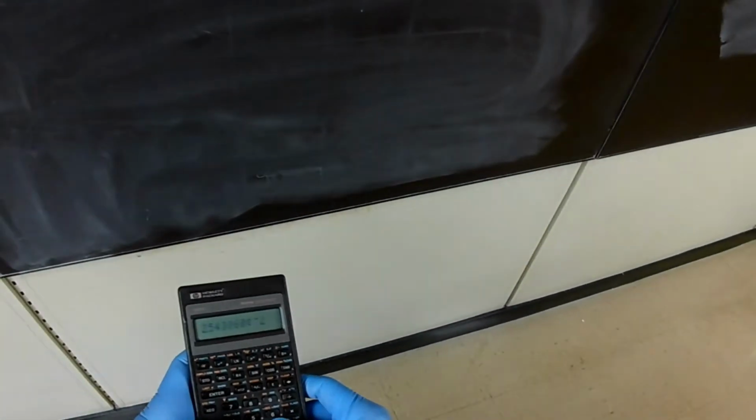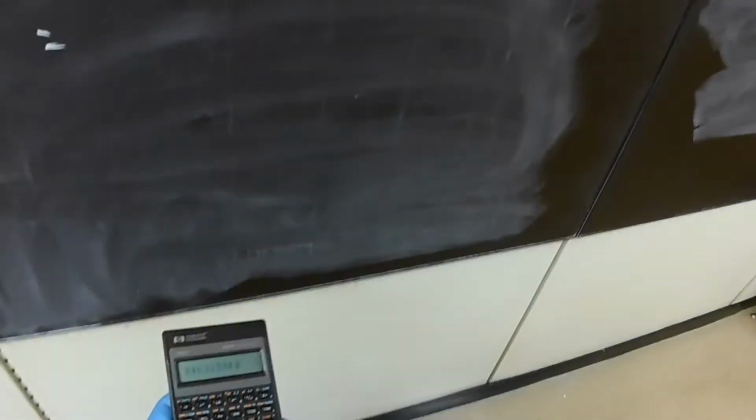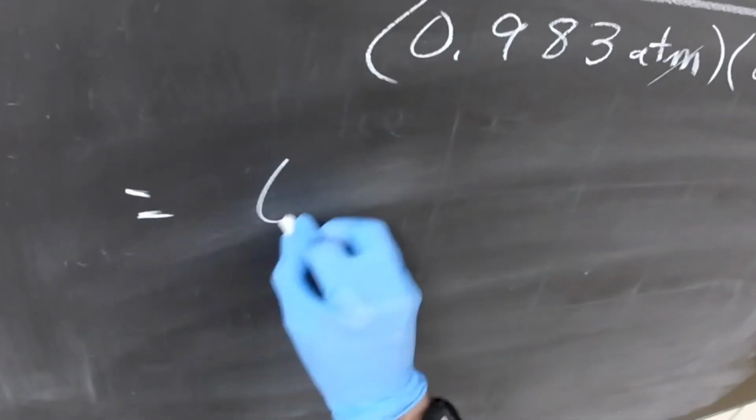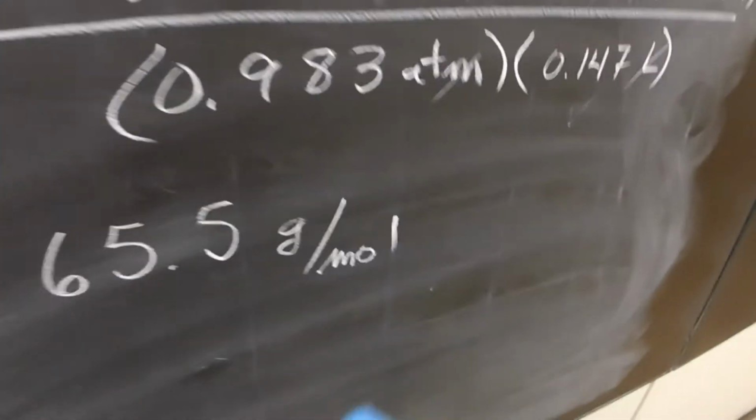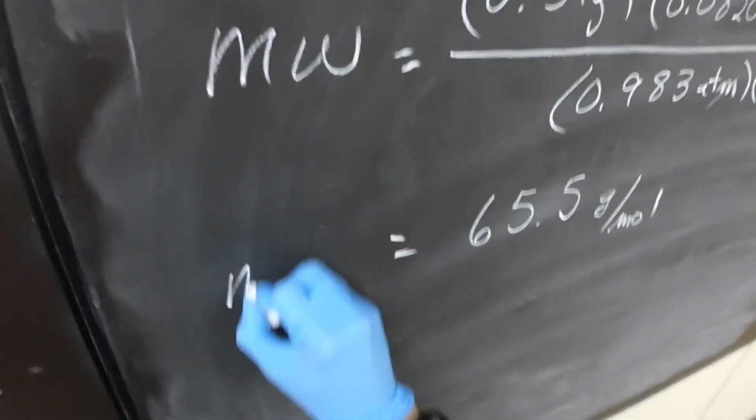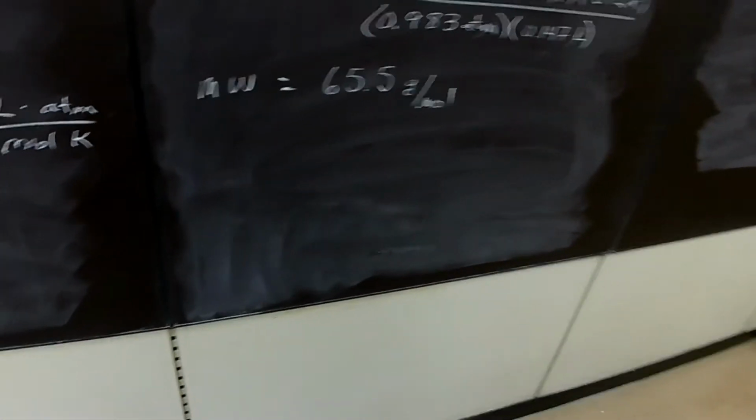So what do we get? Do the calculation. 0.31, 0.08206 times that, 372 times that, then divide by 0.983, and divide by 0.147. 65.5. 65.5 grams per mole. Now I'm doing all this work for you, but when you write your report, you better have all this stuff in it to prove that you knew what you were doing.